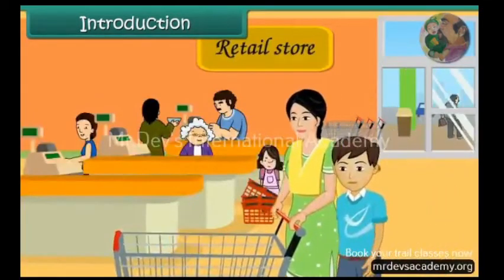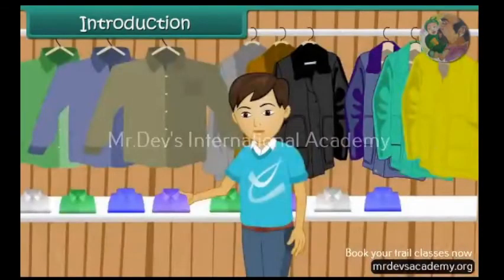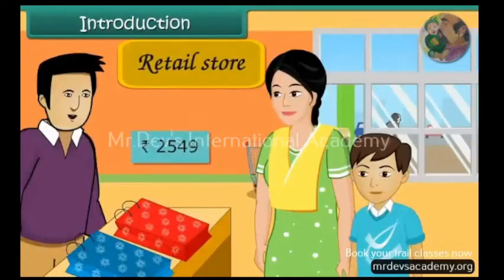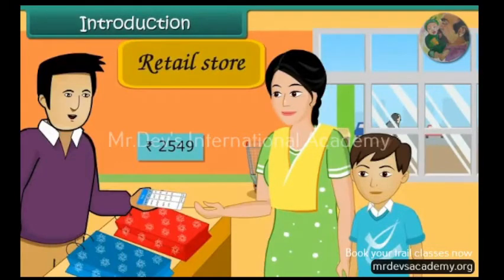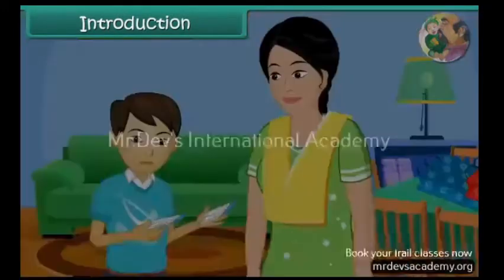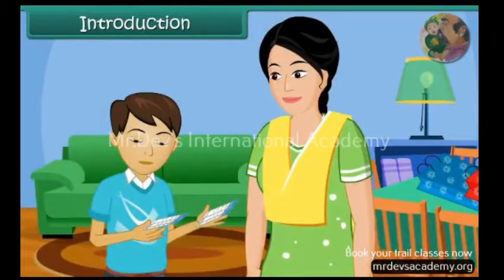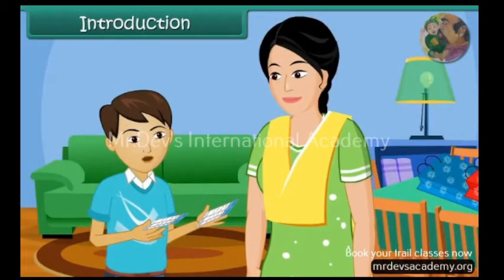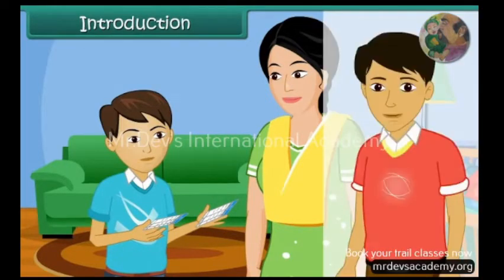That evening, Mother and Anuj visited the shop. Anuj bought 2 shirts for rupees 2,549. His mother bought some grocery items and the bill amounted to rupees 2,350. At home, he compared the total amount of the 2 bills. He said that his shirts' cost was more than all the grocery items. How was he able to tell? It was because he learned about large numbers. Come, we too will learn about numbers.